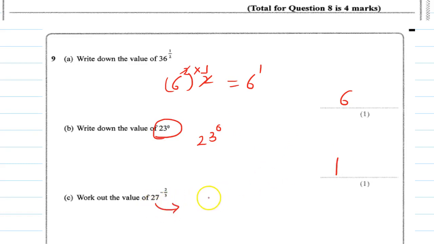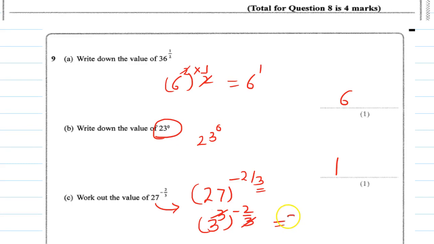27 to the power minus 2 over 3, so this is our question. See here the bottom is 3, so 27 we can write down as 3 to the power 3, and minus 2 over 3. 3 and 3 will be cancelled. 3 to the power minus 2. So this you can write down 1 upon 3 square, and 1 upon 3 square is 1 upon 9.